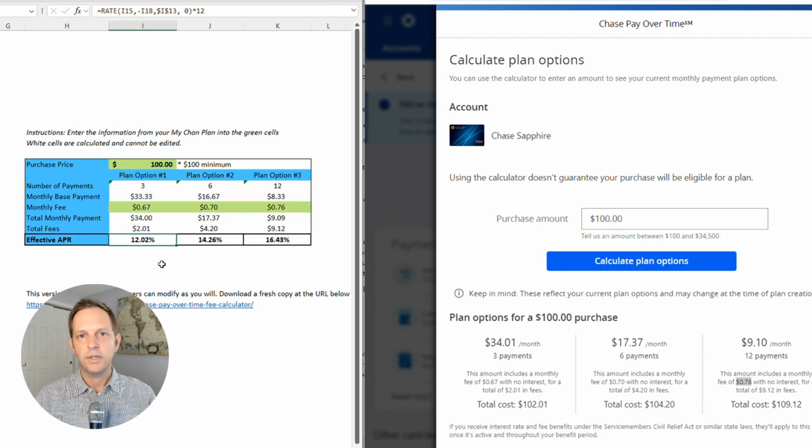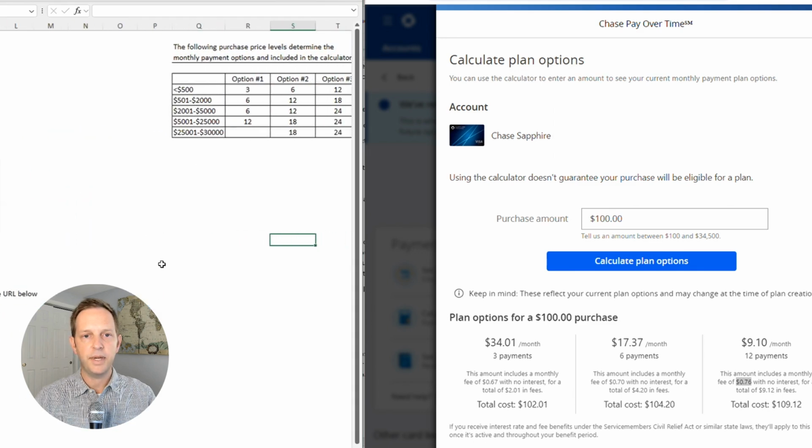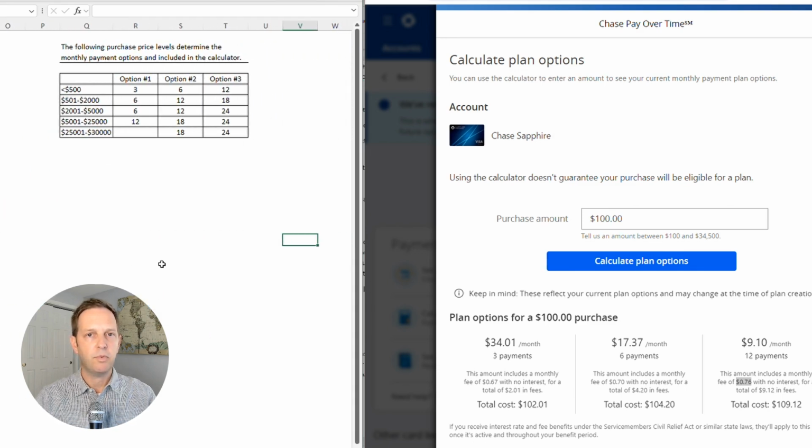It's totally free. All right, so we've done this for the $100 purchase amount, but I'm going to scroll over here in the calculator. This table represents the terms or the length of the pay over time plans when the value of your purchase increases. I found that there's these thresholds where Chase returns these different options based on the amount you've spent. And so if your purchase amount is under $500, you're going to get the 3, 6, and 12 months like I just demonstrated. But as you increase the amount of the purchase, the options are going to stretch out.